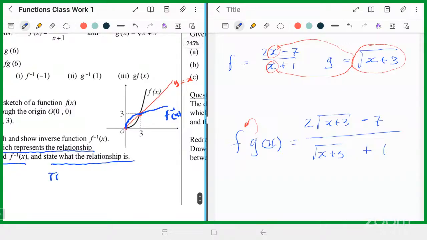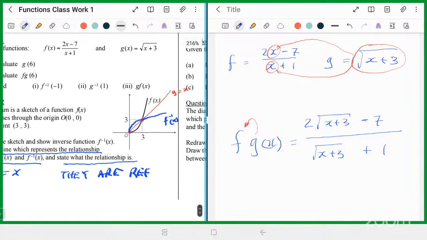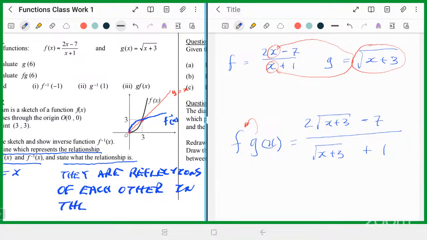That's f to the minus 1 of x and f, both of them, they are inverses. They are reflections of each other in the line y equals x. So anyone you reflect in the line y equals x, you're getting the other one. That is it. That is the class activity.